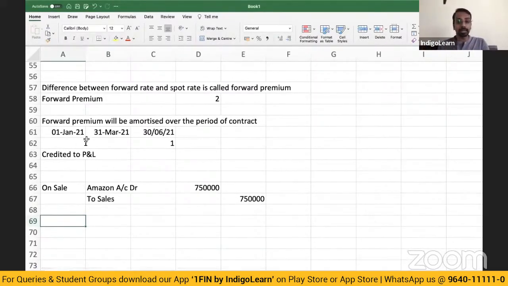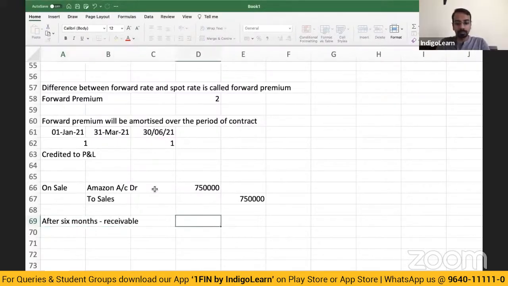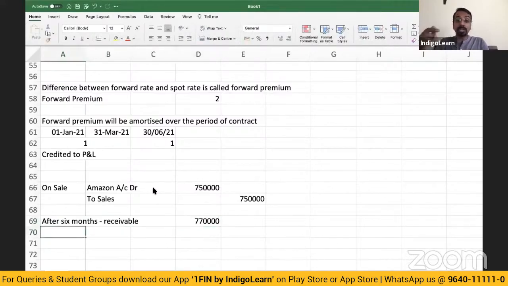Now, when you enter into this transaction, what is happening? You have to give the dollars and you are entitled to receive INR. That INR, whatever you are entitled to receive, is after 6 months. What is the value today for that? The value today is 7,50,000. After 6 months, you will be receiving 7,70,000. This is after 6 months. But what is the value today? The value today is 7,50,000 only.